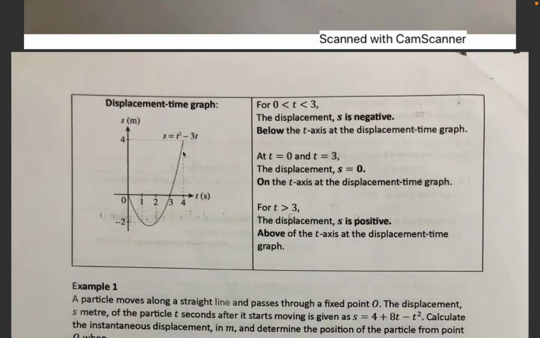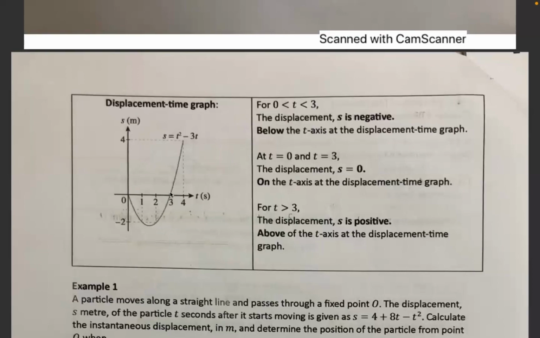Based on this graph, we can also identify that when t is in between 0 and 3, the graph is below the x-axis, or we say below the t-axis in this graph. That means the y-coordinate of all the points here is negative, and the y-coordinate is displacement. So when t is in between 0 and 3, the displacement is negative. Now, when t is 0 and 3, the point is on the t-axis. That means S equals 0.